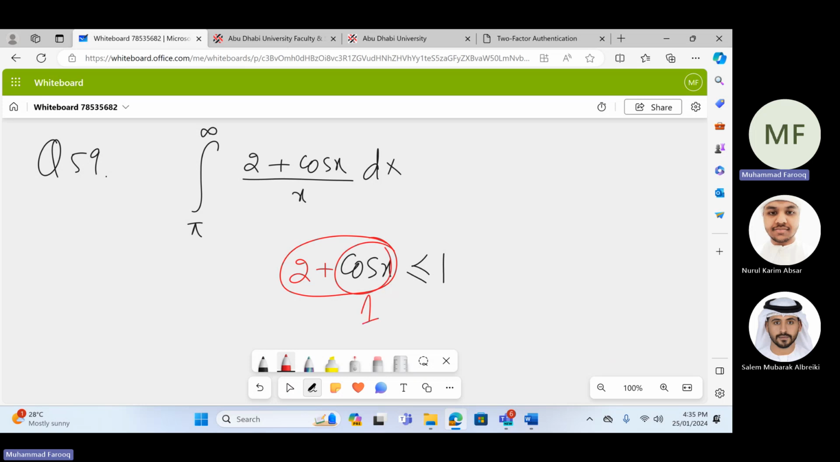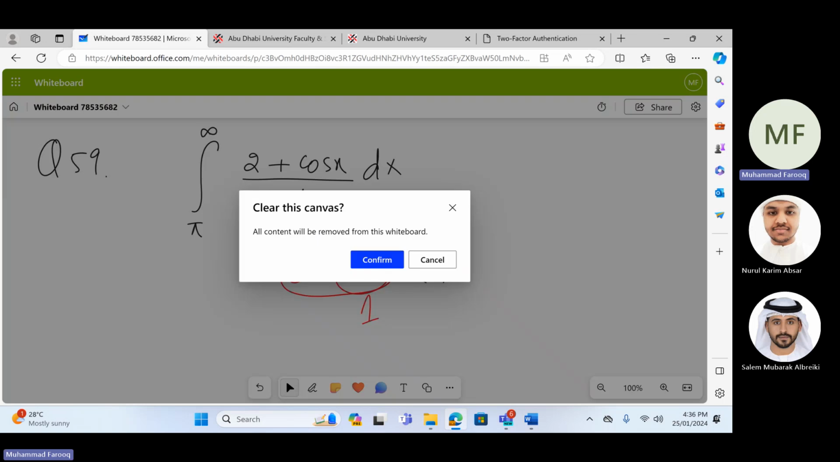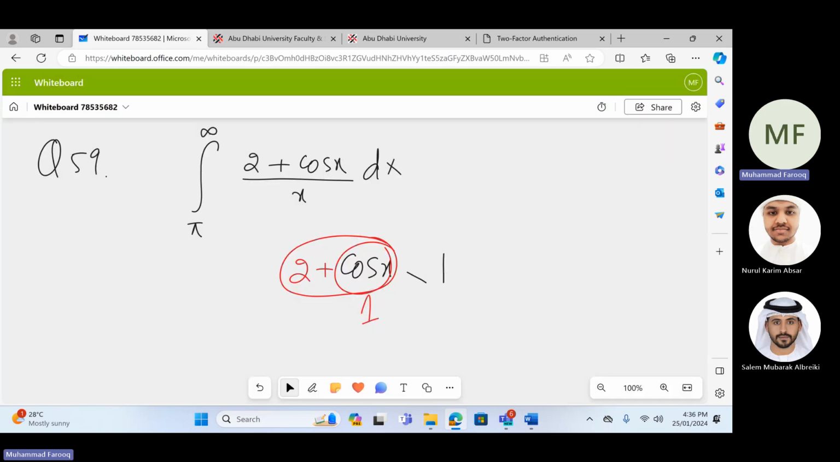This answer is at most 1. If I add 2, it's more than 1. So is the quantity 2 plus cosine x still less than 1? No, it's greater. So I should change the inequality. Now I think you understand: adding 2 here will affect this inequality, yes or no? Yes.